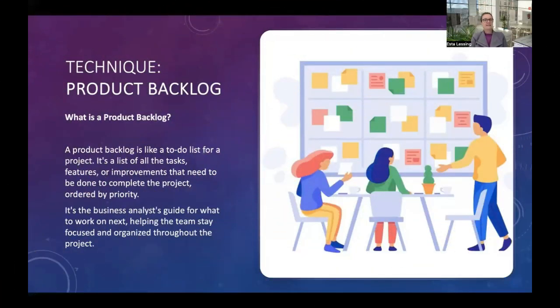So if we look at the definition, a product backlog is like a to-do list for a project. It is a list of all the tasks, features, or improvements that need to be done to complete the project, ordered by priority. So the product backlog is the business analyst's guide for what to work on next, as well as for the rest of the team. But it also helps the team to stay focused and organized throughout the project.